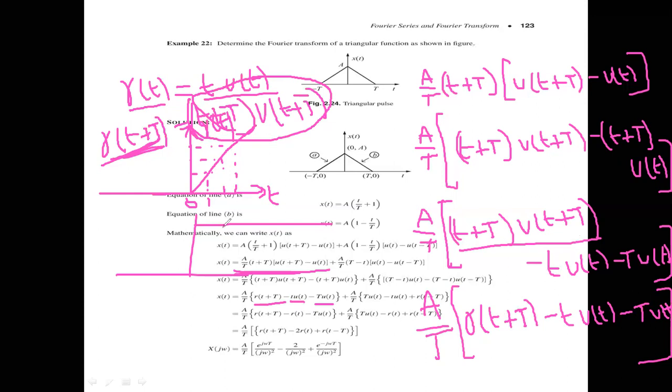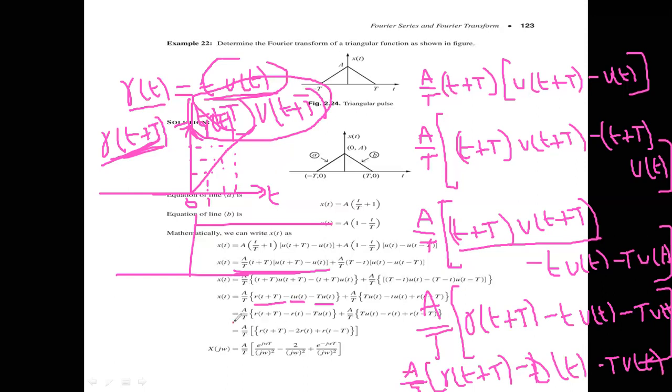And see here the t into mu of t also. We already know the t into mu of t is again r of t. So it is rewritten as A by T, a function of r of t plus T, plus, not the plus, my dear students, it is a minus. t into mu of t is r of t only. r of t minus capital T into mu of t is the final equation. A by T into r of t plus T minus r of t minus capital T into mu of t. That is the first term.